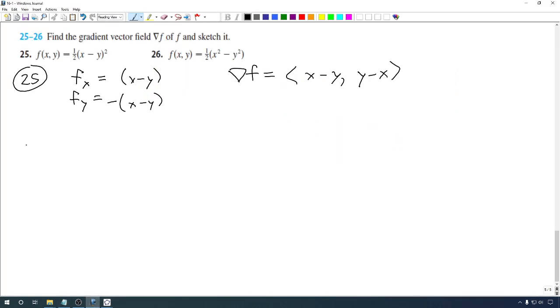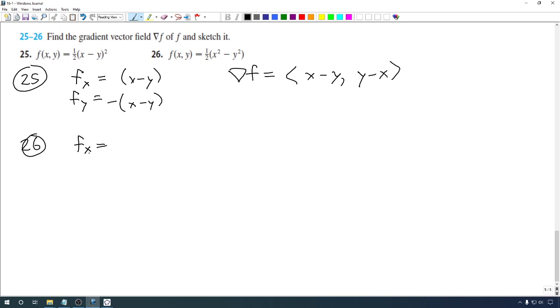On 26, this actually looks pretty similar to 25. In fact, if you're more of a beginning student, you might think, well, we can take that square and distribute it to both the x and the y. It kind of looks like that's what is happening there. But we'll see how that might actually change our result.